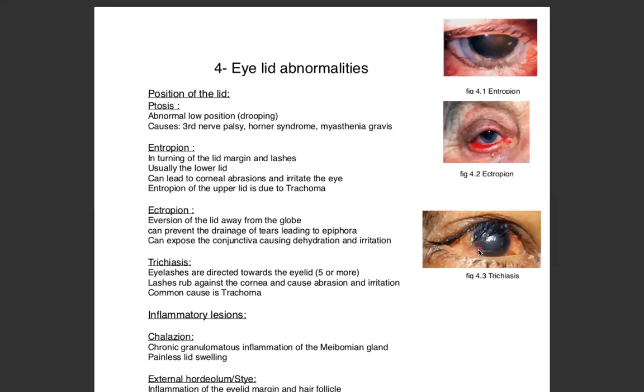The lashes are causing the eye to be irritated. And again, the common cause is trachoma. Okay? So if the upper lids have entropion or trichiasis, the lashes are directed towards the eye, causing a red inflamed eye. The most common cause is trachoma. Okay?